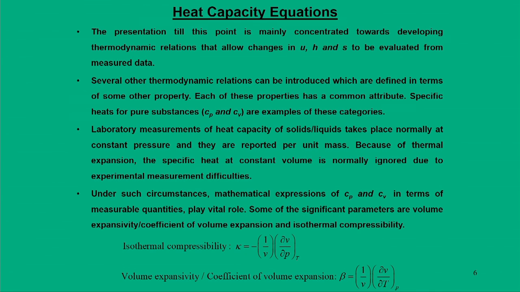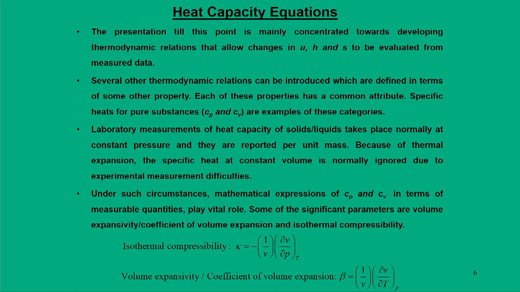So, in fact, when you mention the specific heat of water, by default it is assumed that the data is obtained by keeping the pressure constant, and these laboratory data are reported. But when it comes to finding the specific heat at constant volume, we normally ignore it, because it is very difficult to maintain constant volume while changing the temperature. So, there are experimental difficulties involved. Because of these reasons, we should also formulate expressions with which we can find the specific heat at constant volume mathematically for pure substances.